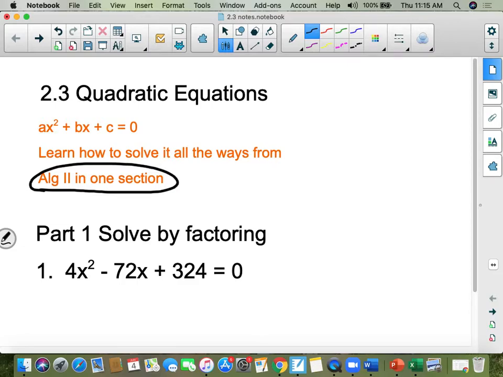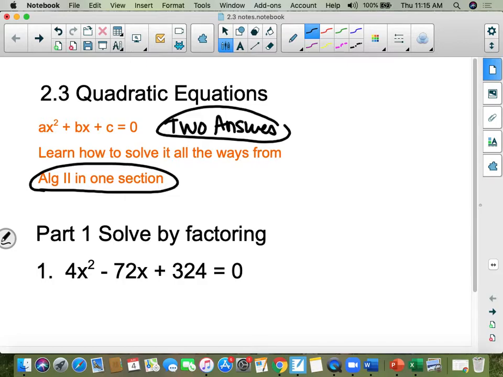A quadratic equation has a degree of 2. Usually you get 2 answers, because you're solving quadratic equations. Ax squared plus bx plus c is called a quadratic equation. And we're going to go through all the different ways we solve quadratic equations. The first way that we solved a quadratic equation is by factoring.